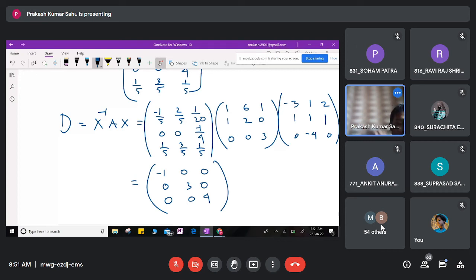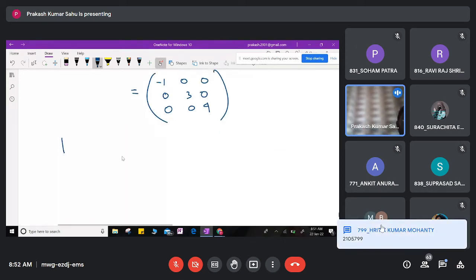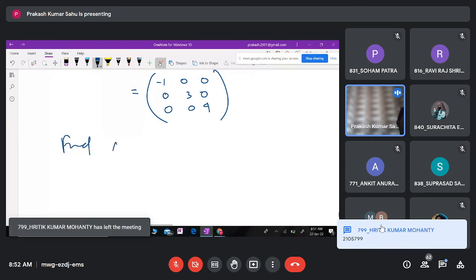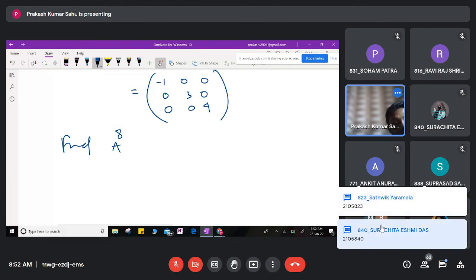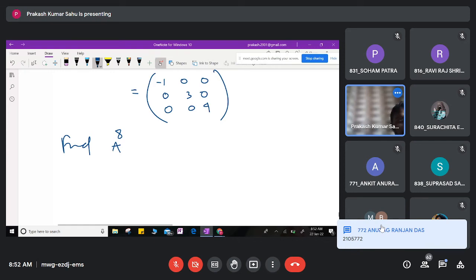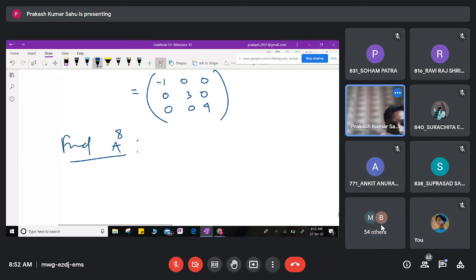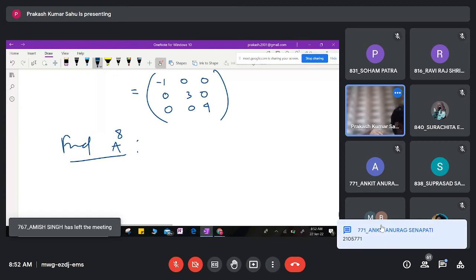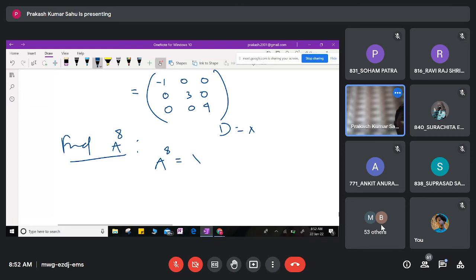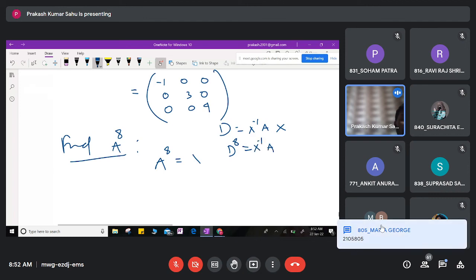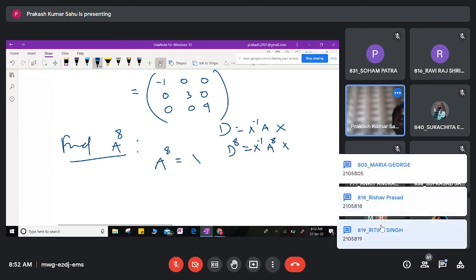Okay, and suppose question again come, that find A to the power 8. तो A to the power 8 कैसे फाइंड करोगे? तुम्हारा A to the power 8 इज इक्वल टू तुम्हारा क्या होगा? तुम्हारा D मैट्रिक्स क्या था? x इनवर्स A इंटू x था, तो D to the power 8 क्या होगा? This is x inverse A to the power 8 into x. Understood or not?